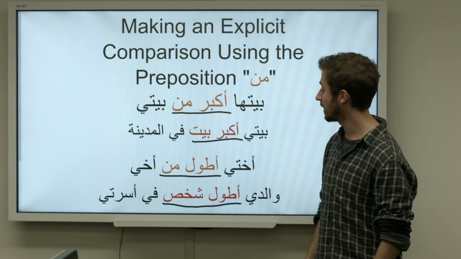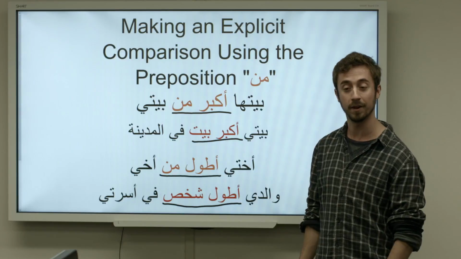So that is essentially how you form the superlative and the comparative in Arabic, and I hope that helps.